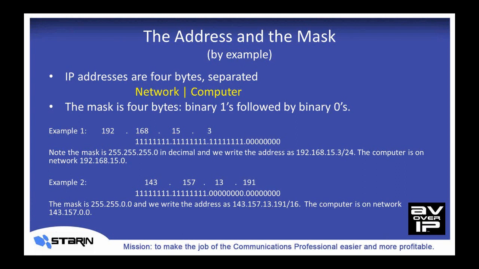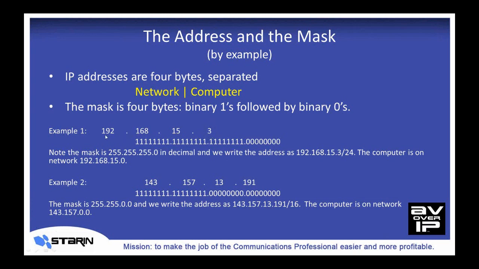So for example, if we have an address like 192.168.15.3 and the people who set the network up pick this mask, which is 24 ones followed by 8 zeros, they've decided that they want these 24 ones to tell us that 24 bits in this address belong to the network designation. So the boundary that we're referring to here is here. This defines the network. This defines the computer on the network.